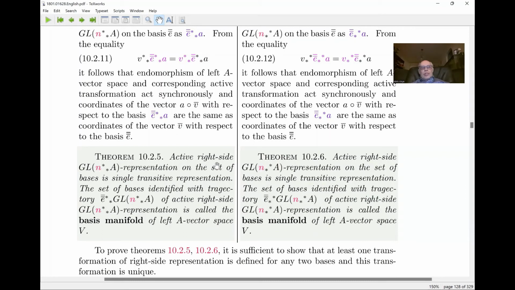Active right-side representation of group GL(CR, A) on the set of bases is a single transitive representation. The set of bases identified with the trajectory of the active right-side representation of group GL(CR, A) is called the basis manifold of left A vector space V.